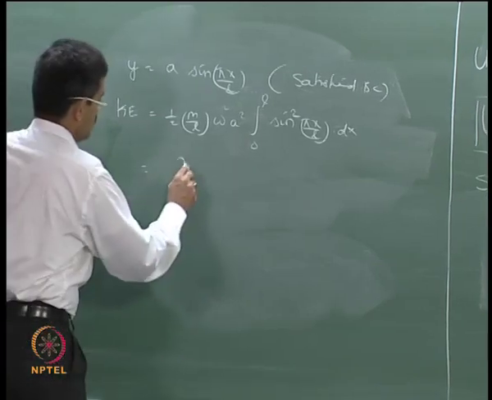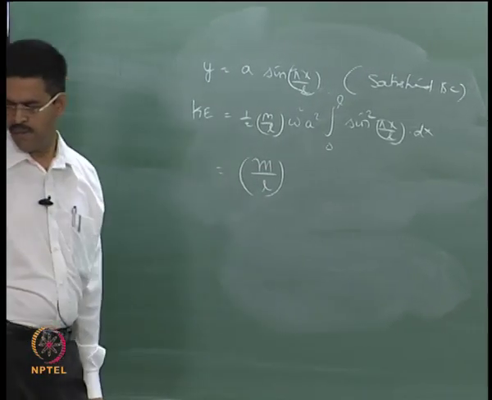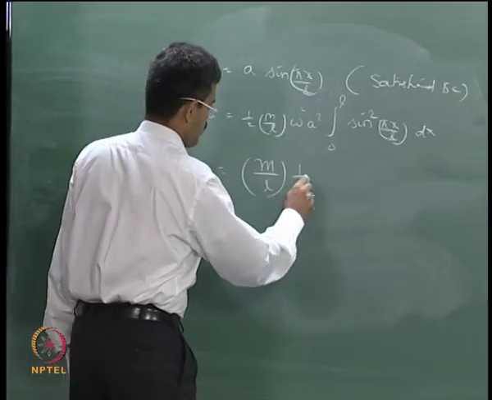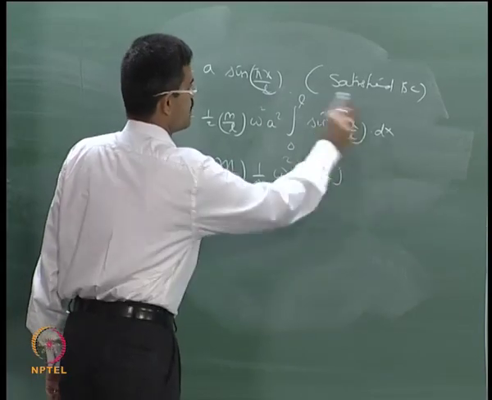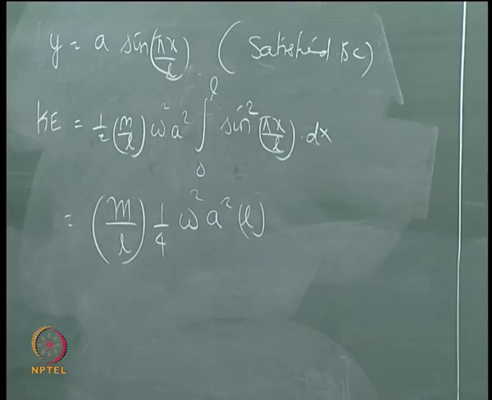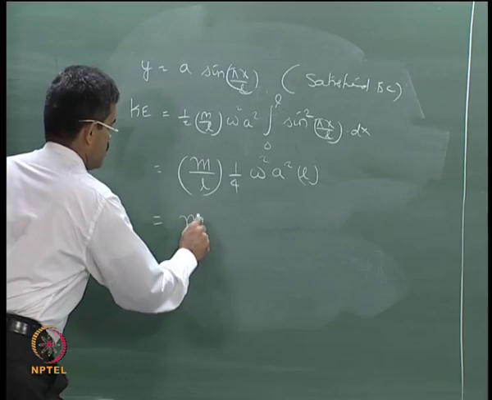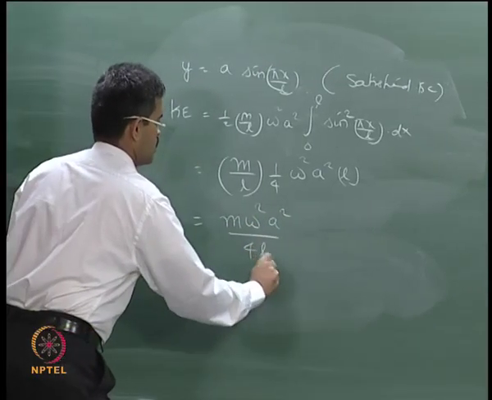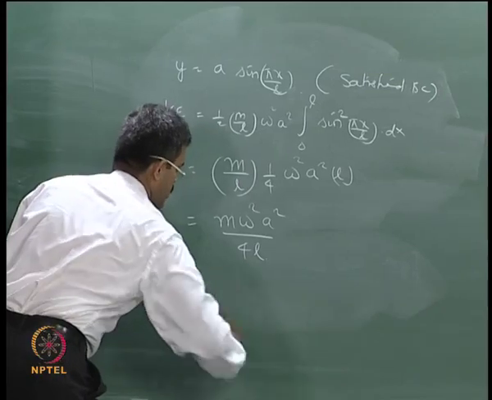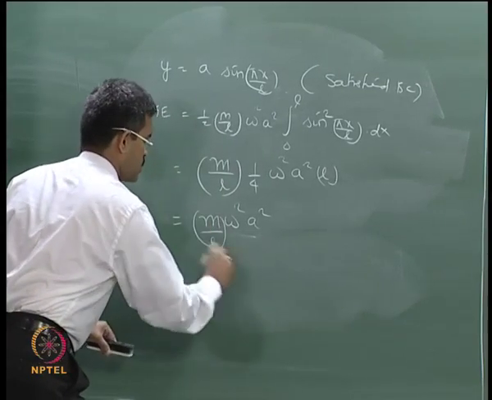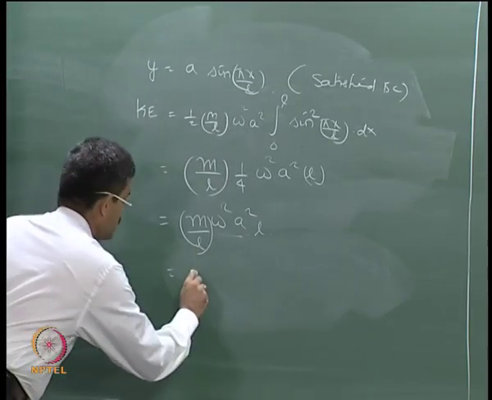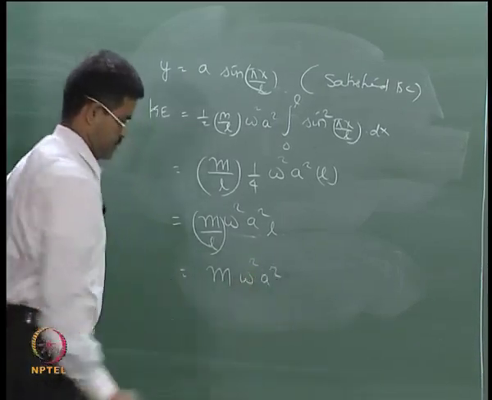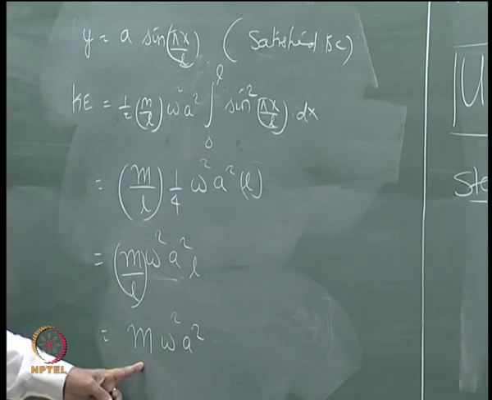So, I will get this as m by L, 1 by 4, half, and again half I will get back again. So, omega square A square, and this integration will give me L. So, I actually get m by L of omega square A square L, or I can say simply m omega square A square by 4, where m is the total mass of the beam.